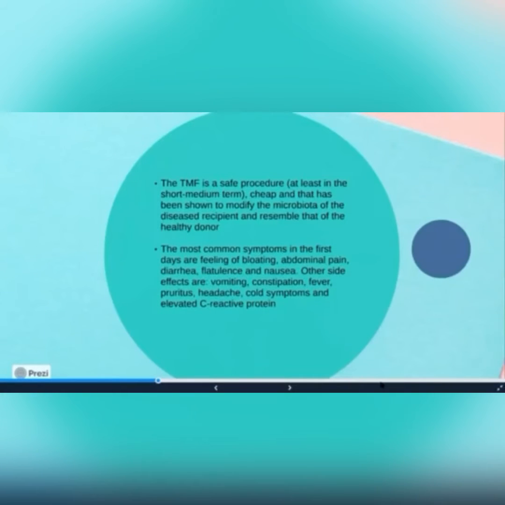The pros and cons. The FMT is a safe procedure, at least in the short to medium term, and cheap, and it has been shown to modify the microbiota of the diseased recipient to resemble that of the healthy donor. The most common symptoms in the first days are feelings of bloating, abdominal pain, diarrhea, flatulence, and nausea. Other side effects are vomiting, constipation, fever, pruritus, headache, cold symptoms, and elevated C-reactive protein.